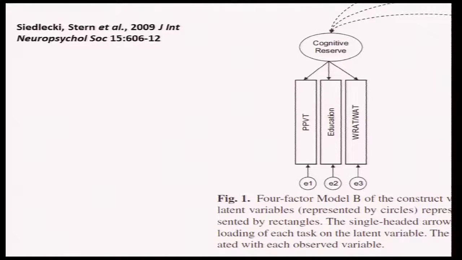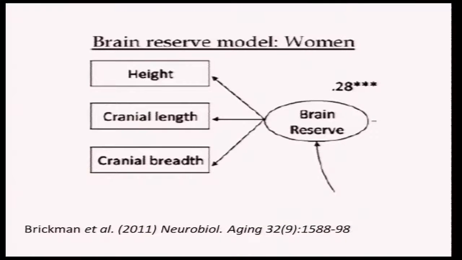And so here we're assuming that there's some unobserved characteristic of people that causes them to have high education and good performance on mental status tests. And if that's the definition of reserve we would like to use, that's great.